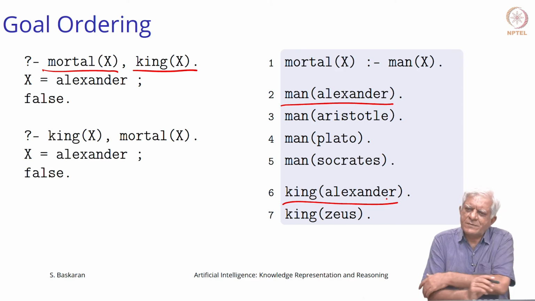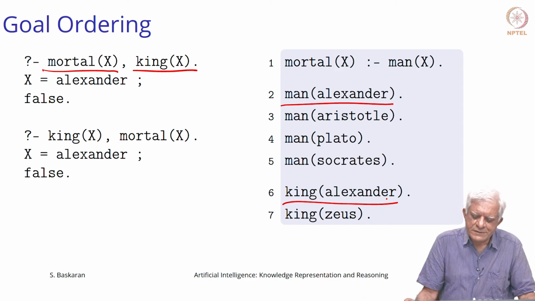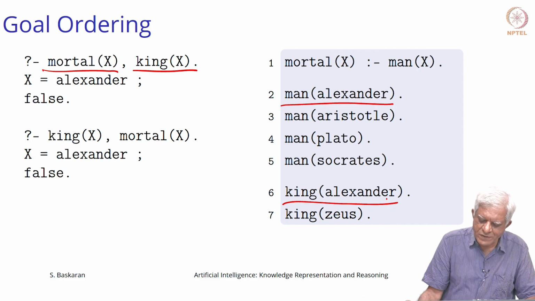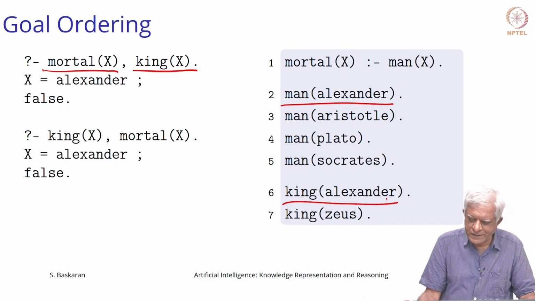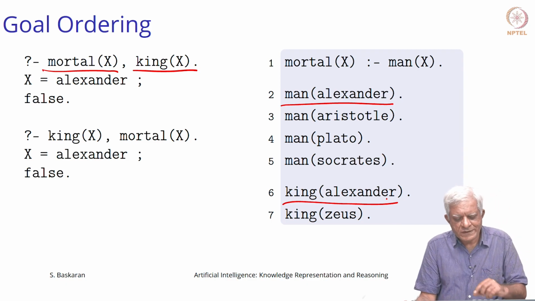So far we have not spoken about negation. What if you wanted to say, is there somebody who is a mortal and who is not a king? You can see in the example here that there are three such persons: Aristotle, Plato and Socrates. They are mortal and who are not kings. How can we do that in Prolog? The key part is who is not a king.